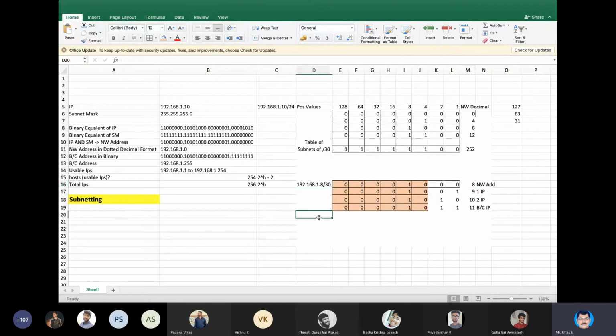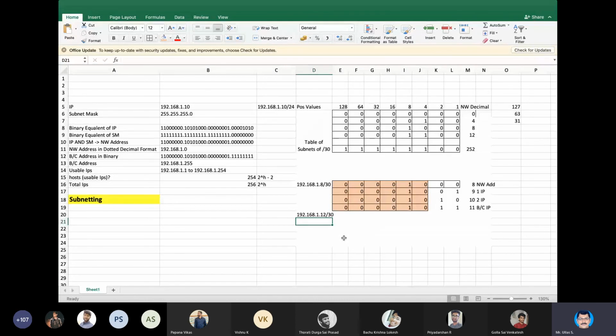Now the next network address I will write like this: 192.168.1.12/30. This is a different network address. So if for one computer you give 192.168.1.9 and the other computer you give 192.168.1.13, they will not communicate with each other because they belong to two different networks. Have you understood the power of subnetworks?